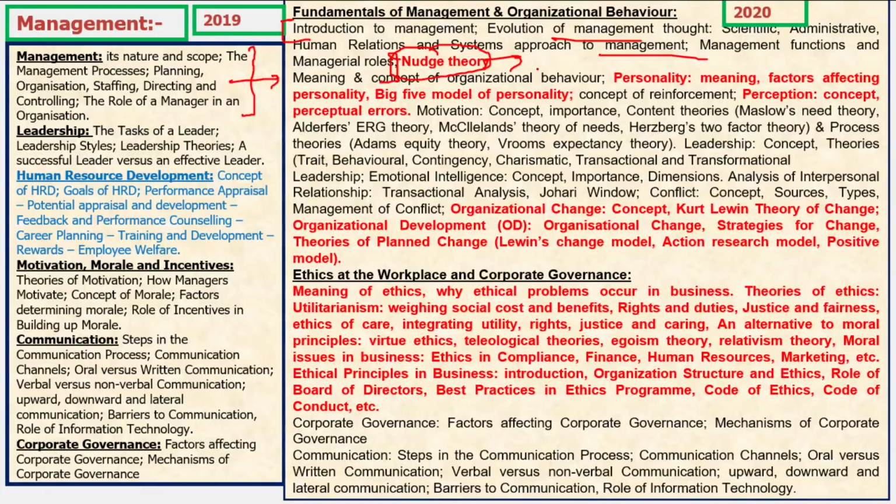So they want you to have a contemporary knowledge too, right? So nudge theory is something that you'll have to do specifically if you have not heard about it. Now next, meaning and concept of organizational behavior.